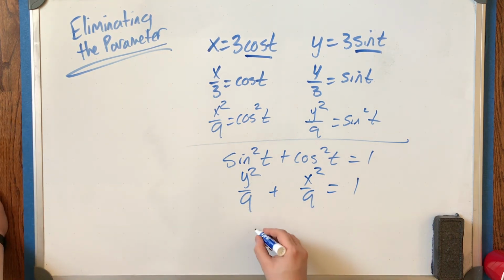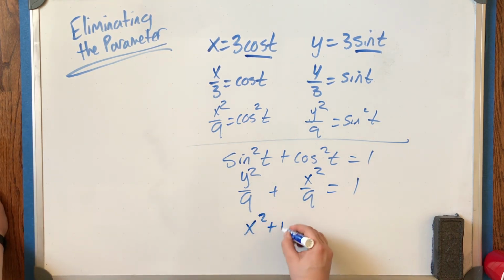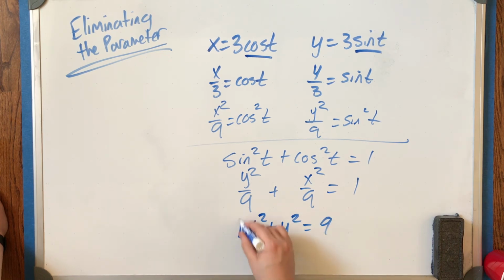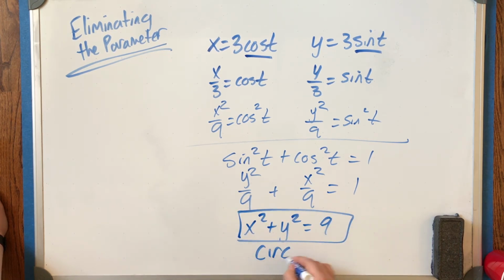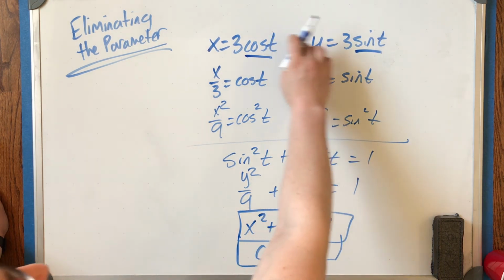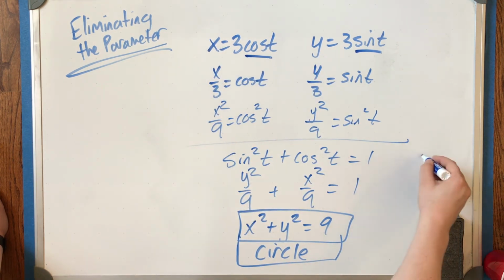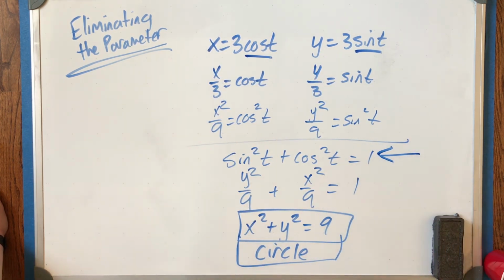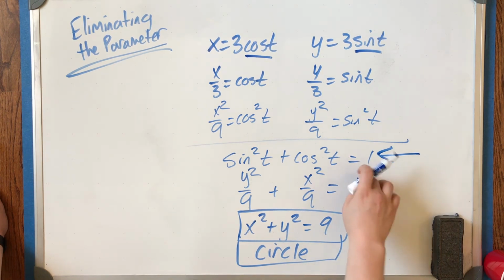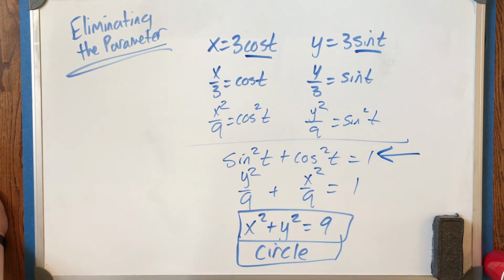I can multiply the 9 to the other side, maybe do a little bit of rearranging, and I will end up with this, which I'm pretty sure we all know is a circle. So whenever we have sine or cosines up here and we're trying to eliminate the parameter, your goal should be to identify which one of the Pythagorean triples it's going to be, because it's probably going to be one of those three.